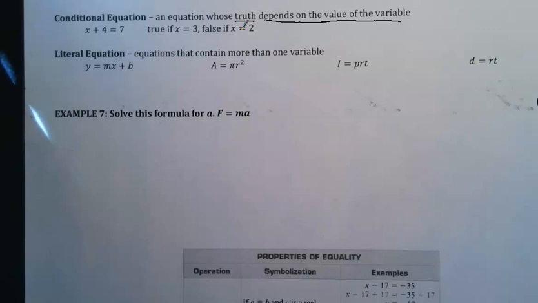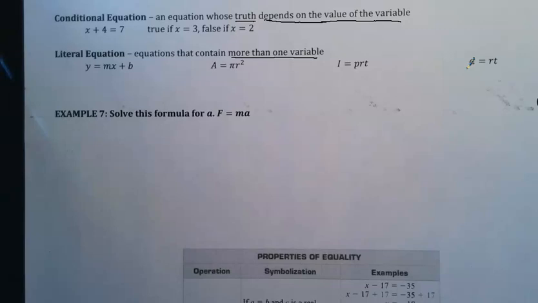Then we have literal equations. These are equations that contain more than one variable. Some examples: y equals mx plus b, there are 4 variables here. A equals pi times the radius squared, there are 2 variables, A and the radius, and pi is a constant. I equals PRT, 4 variables. D equals RT, 3 variables. Any of those are called literal equations. The cool thing about these is that you can solve for any letter that you want.